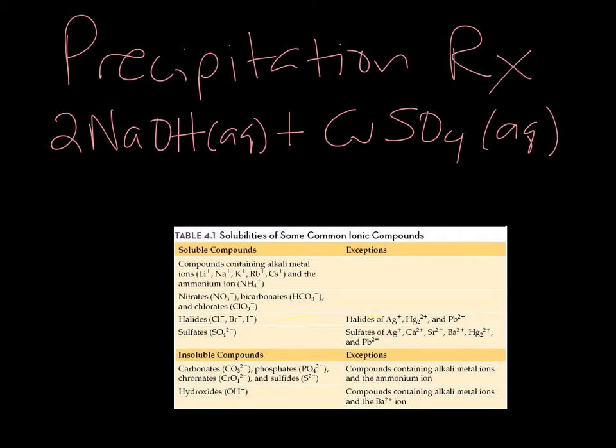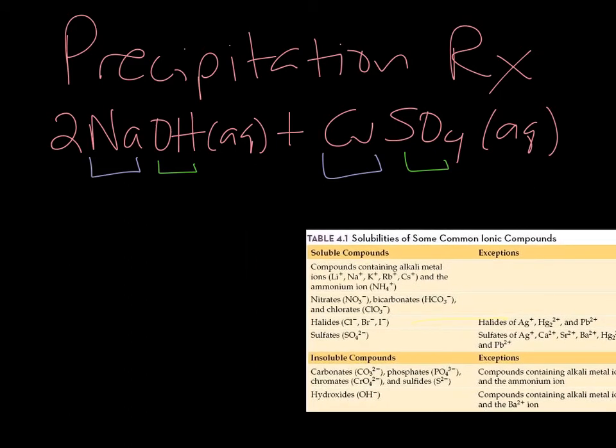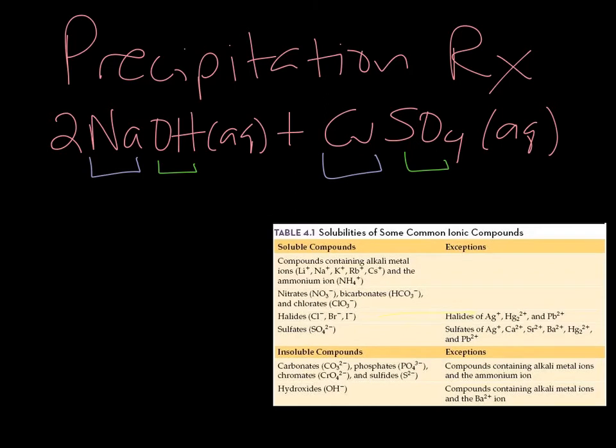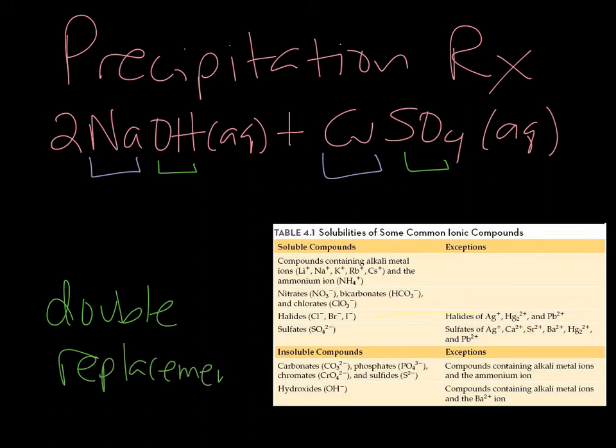So we have cations here, right? So we have sodium and we have copper, and then we have anions here. So what's going to happen is those two cations are going to swap places to make the products there. And so that's what your book calls a double replacement reaction. I just think of it as an ion swap.